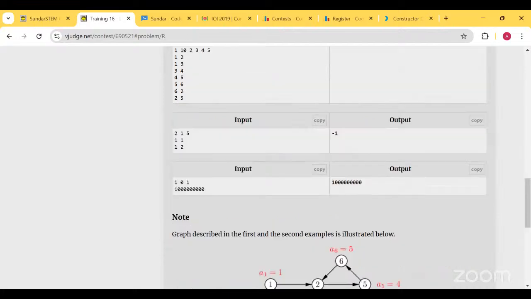And then how about this? 1 can go to 2, and we need to visit 5 nodes, and it is impossible to visit 5 nodes. So just output -1. And in this graph, there is just 1 node, and we need to visit 1 node, so just use this. All right. Okay, that's the problem.